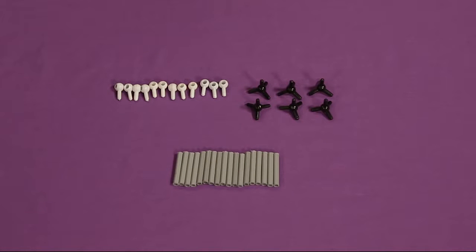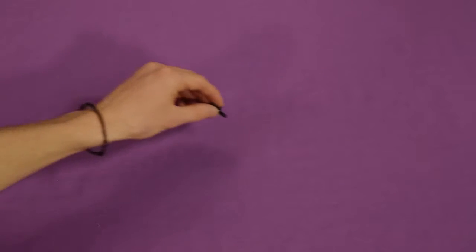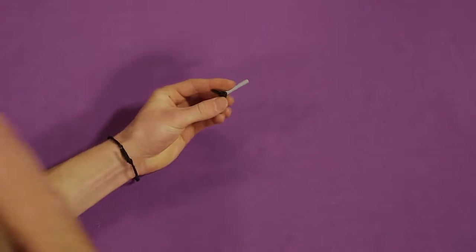To build a cyclohexane model, you need 6 sp3 hybridized carbon atoms, the black atoms with 4 prongs, 18 bonds, these are your gray tubes, and 12 hydrogen atoms, the white atoms. Start by connecting the sp3 hybridized carbon atoms in a ring.